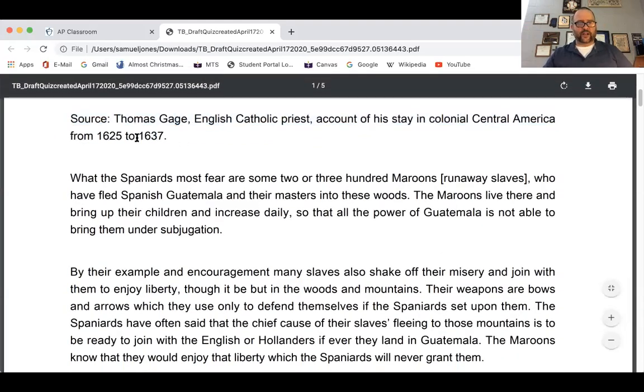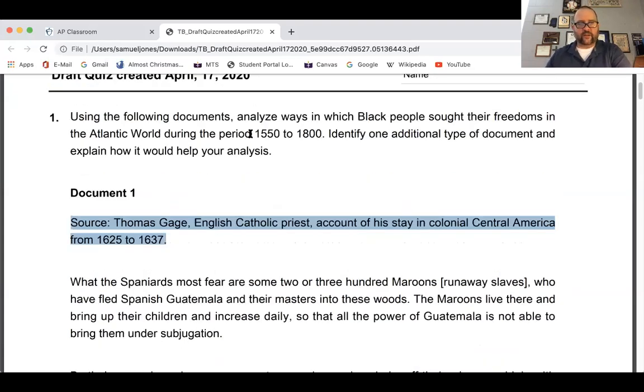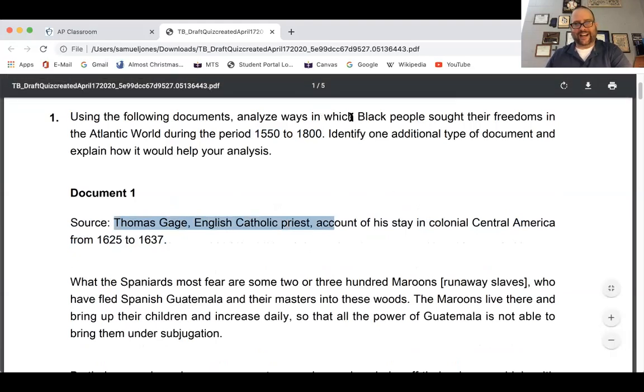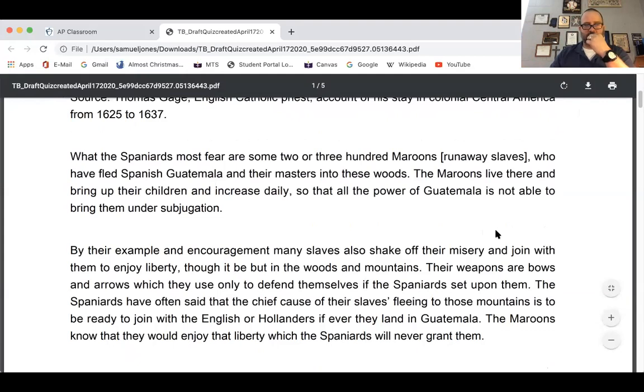It usually tells you the source up front. And there it is. Thomas Gage, who is an English Catholic priest. This is an account of his stay in colonial Central America from 1625 to 1637. That's going to fit our time period right there, okay? And it is from the point of view of an English priest. So remember, this is not from the point of view of Black people, okay? So this is from the opposing point of view. Here is the document, and this is what he's writing.